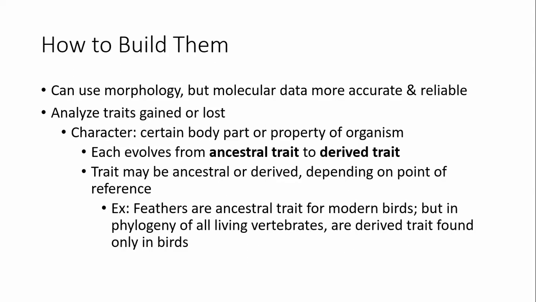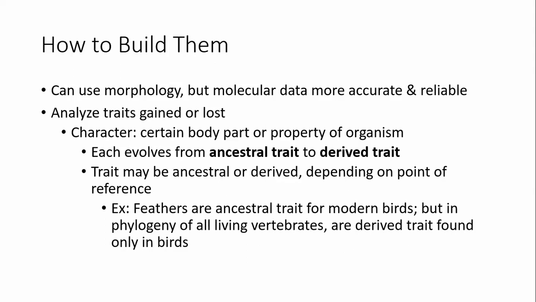And this is done by analyzing characters. A character is just a certain body part or property of an organism that you can trace to try and figure out, is it in all the descendants? Was it in the ancestor? The trait that was in an original ancestor is called the ancestral trait, and the trait that is in the descendant is called the derived trait. So a trait can be ancestral or derived depending on what you're looking at.